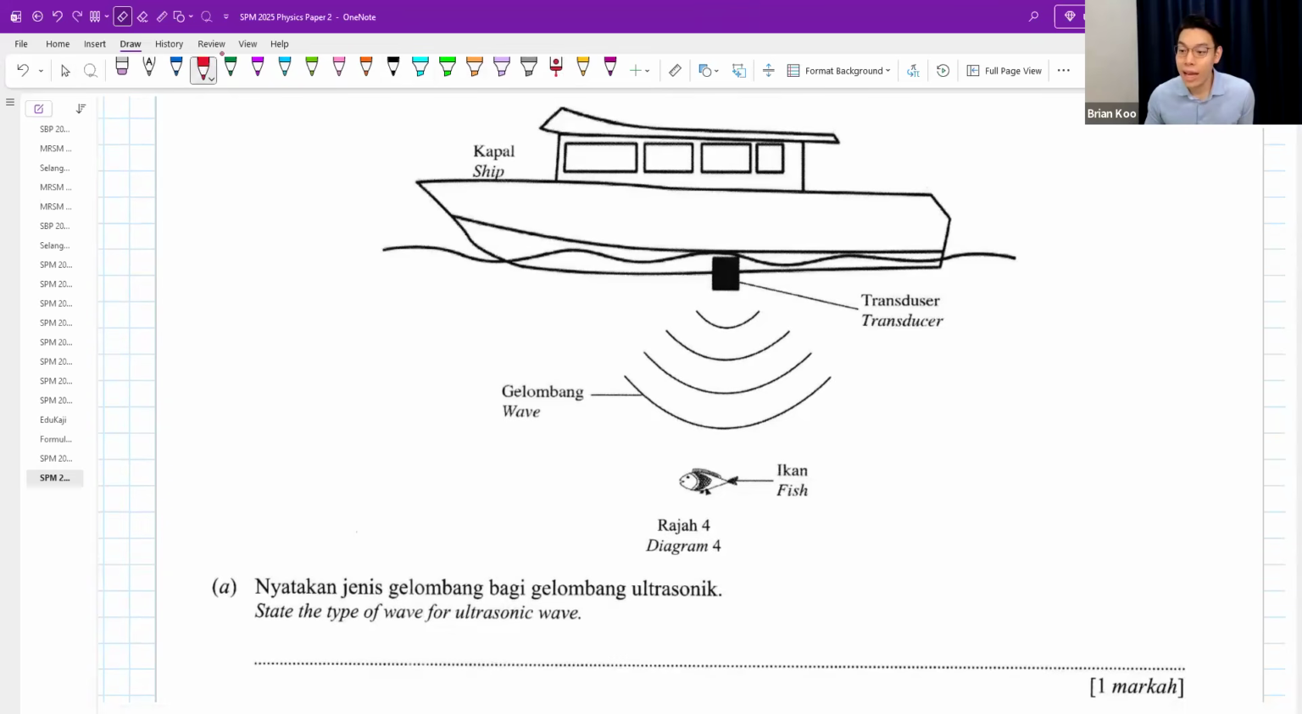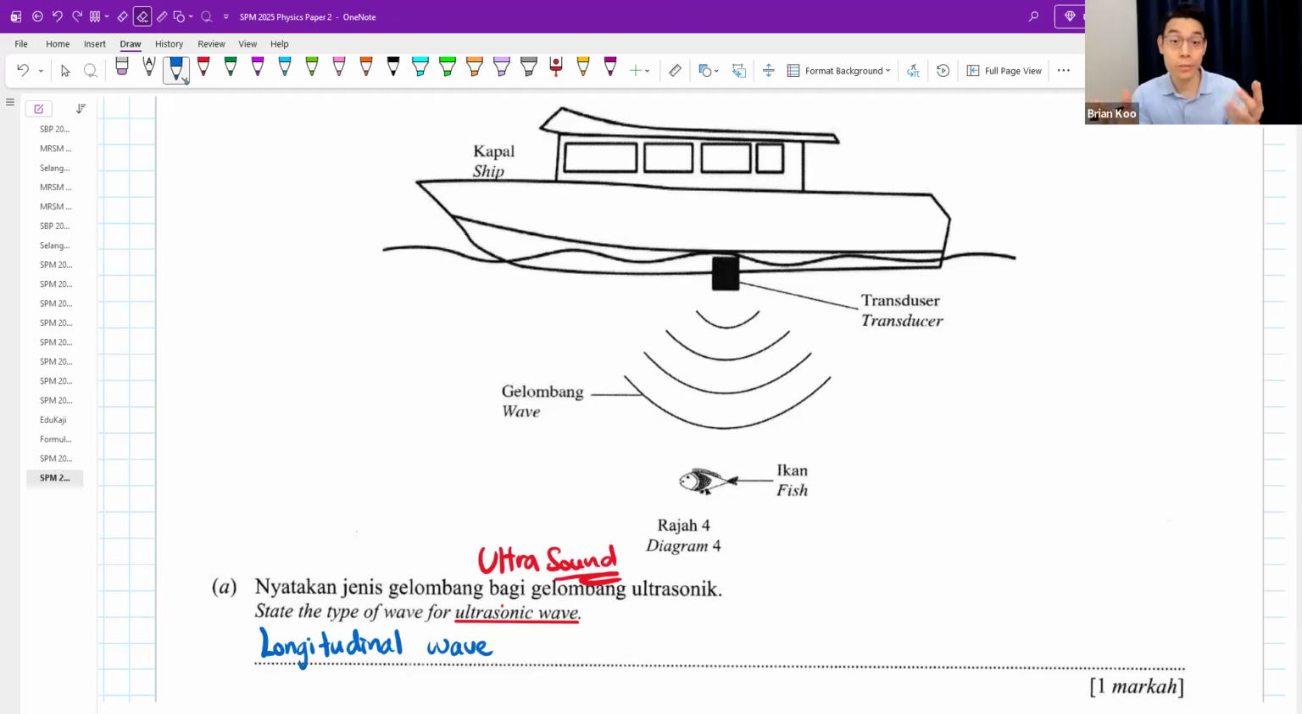Many people forget that ultrasonic is actually a sound wave. To be specific, it is called ultrasound. Any sound must be a longitudinal wave. This is the best answer. You guys know we have longitudinal and transverse waves. Longitudinal only has one example, sound. Transverse has a lot of different examples. But longitudinal only one. Any kind of sound wave is longitudinal.